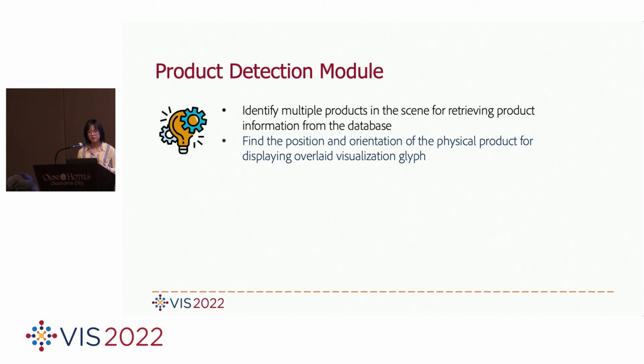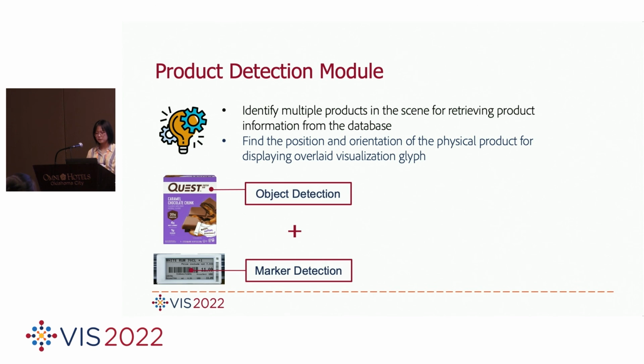The first is how can we identify the product in the scene? And the second is how can we get the position and the orientation of the physical product so that we can add the visualization overlay glyph in the virtual scene. To address these two problems in our implementation, we combine two possible approaches for identifying the product in the scene. One is marker detection, which identifies a unique marker on the product label, and the other is a pre-trained object detection model, which is trained with the product image to output a bounding box of the product, while at the same time also identifying which type of product it is.